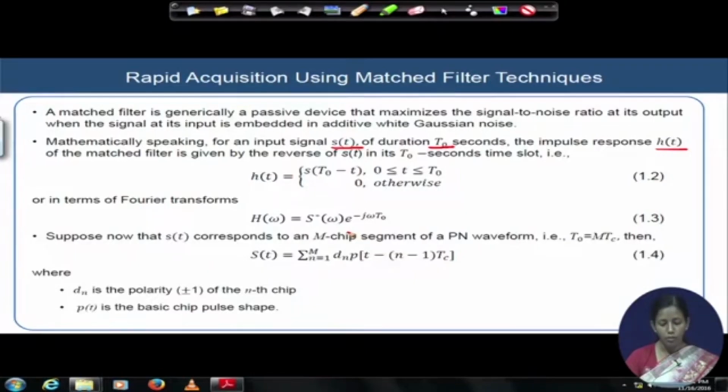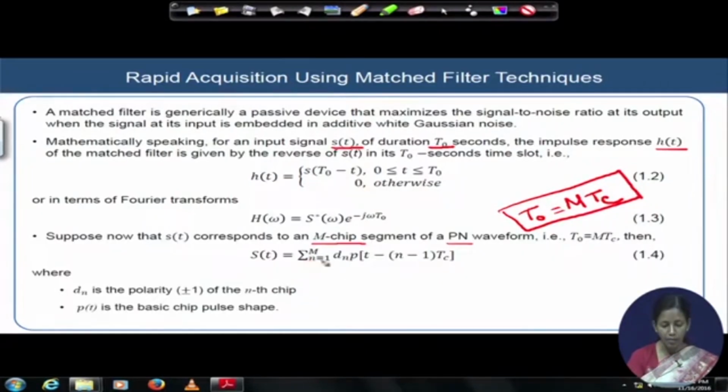We also discussed the kind of signal we are dealing with in our context. Suppose we are dealing with a capital M chip segment of a PN waveform, such that within this T0 we have capital M chips, each of Tc duration, and so T0 is equal to M times Tc in our case.